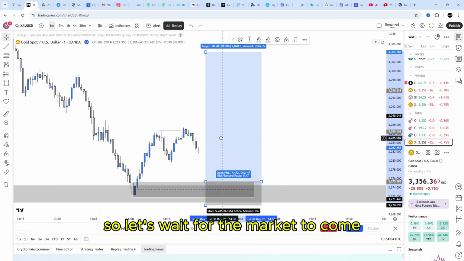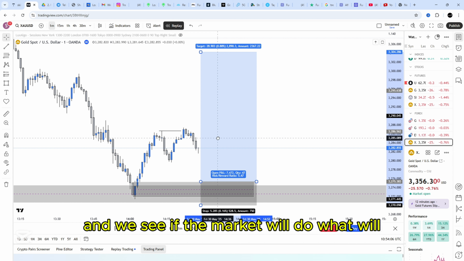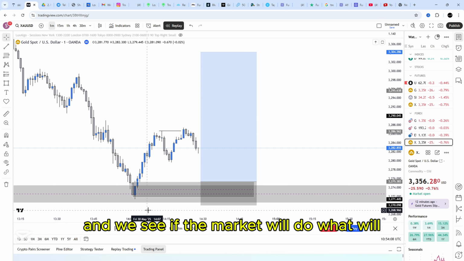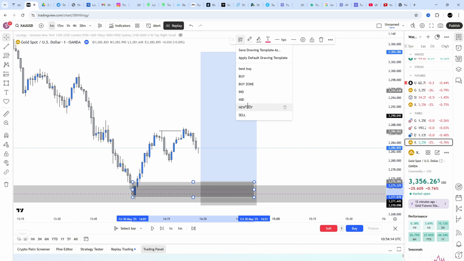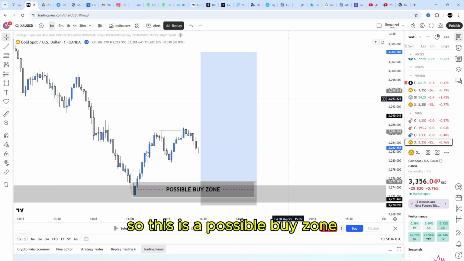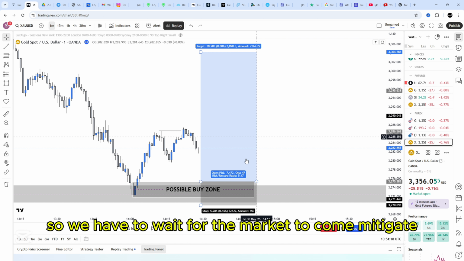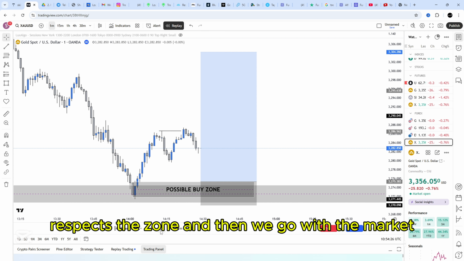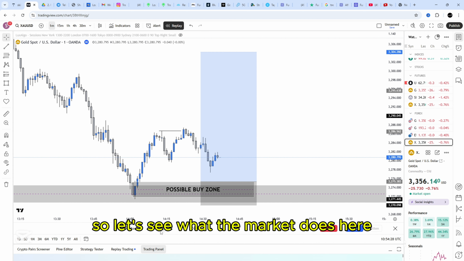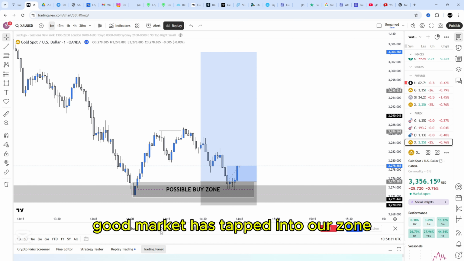So let's wait for the market to come and see what it will do. Let me mark this as a possible buy zone. New buy. So this is a possible buy zone. We have to wait for the market to come, mitigate, respect the zone, and then we go with the market. So let's see what the market does here. Good. The market has tapped into our zone.